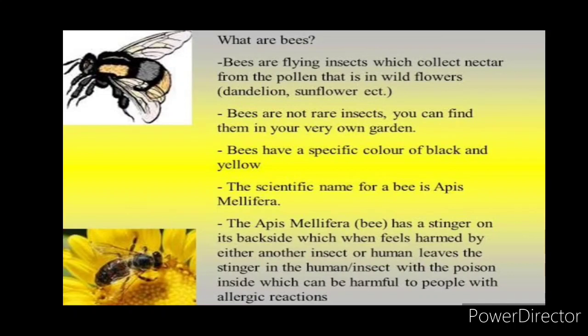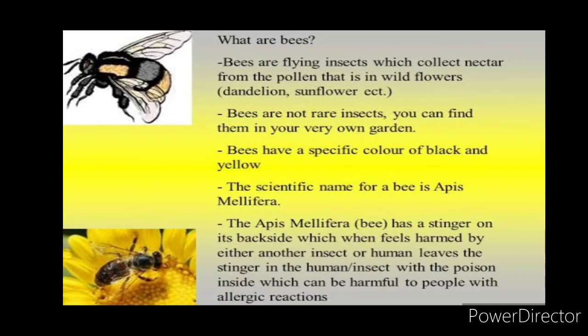The Apis mellifera has a stinger on its backside. You can find at the back of the bee there is a stinger on its backside, which, when it feels harmed by either another insect or a human, leaves the stinger on the human or insect with the poison inside, which can be harmful to people with allergic reactions. So you can find at the back of the bee there is a sting.